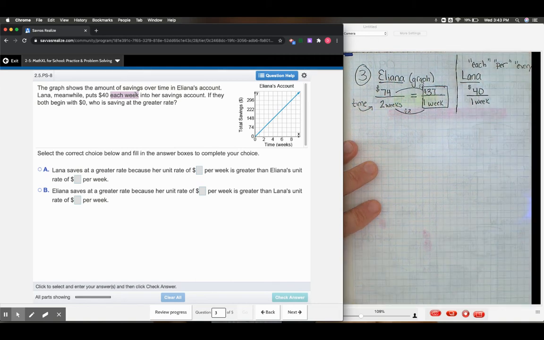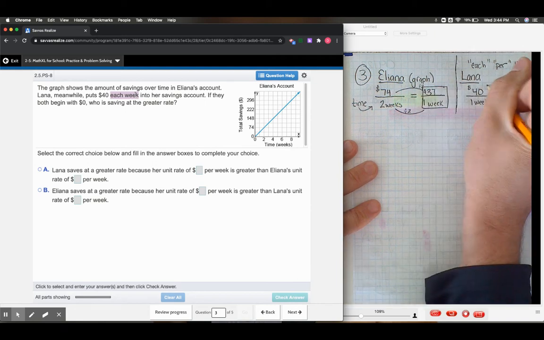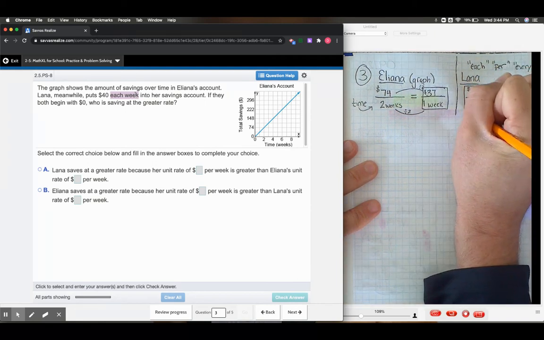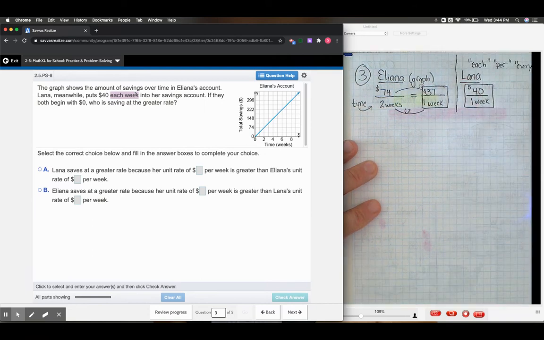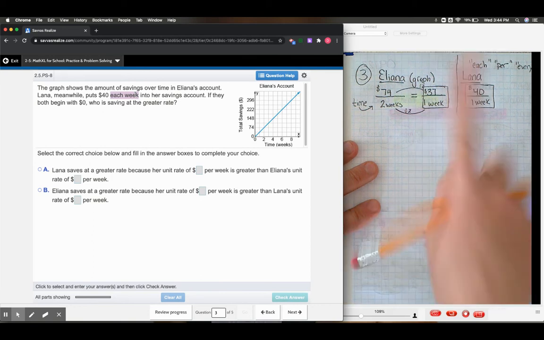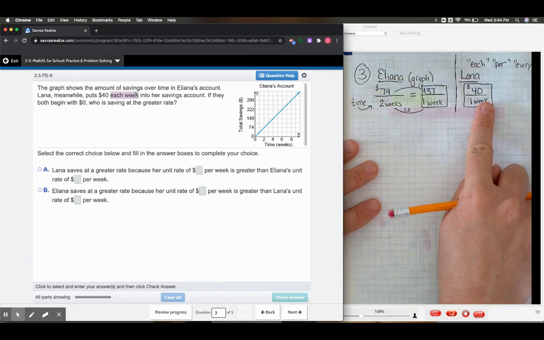And I'll ask a question to the class. Is this a unit rate? Yeah, it is, because there's a 1 on the bottom. Look at that. That one was easy. Already done for us. We just had to read between the lines. And all right, so we got Elania saving $37. We got Lana saving $40.